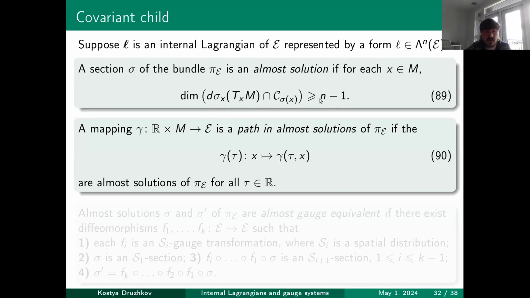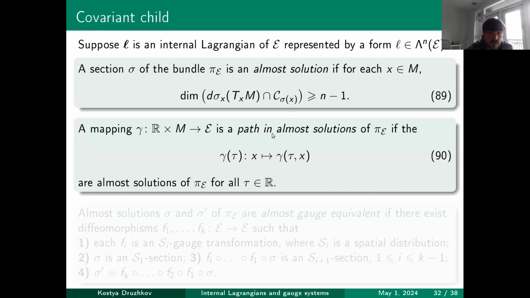n-1. Actually, if the dimension is always n, then our sigma is nothing but a solution to our equation. That is why I use this terminology, almost solution, because if it's equal to n, then we deal with a solution, and if it's just n-1, then we deal with an almost solution. Of course, solutions belong to the whole set of almost solutions, right? They're just members of the set.